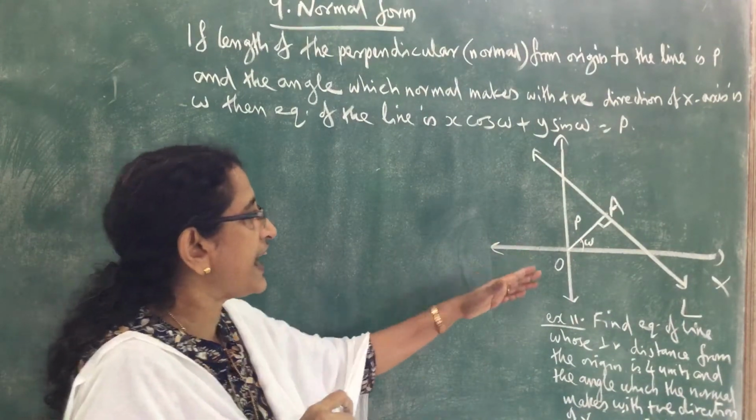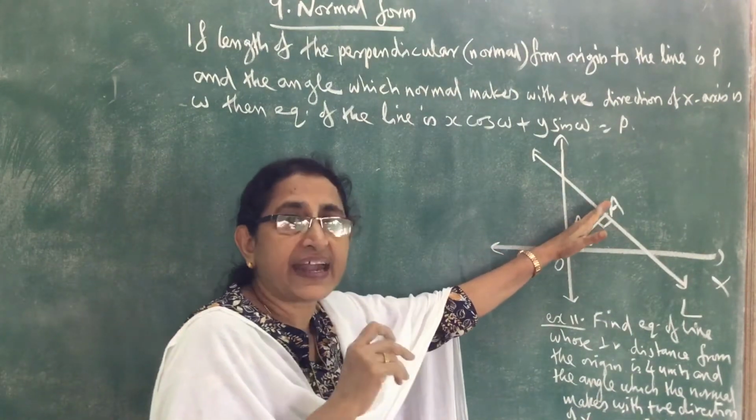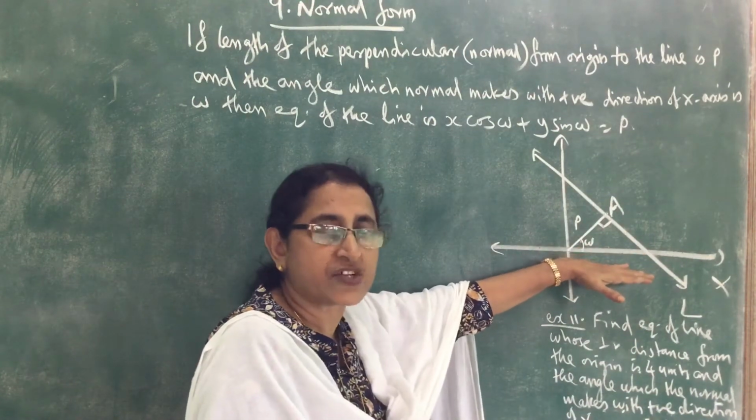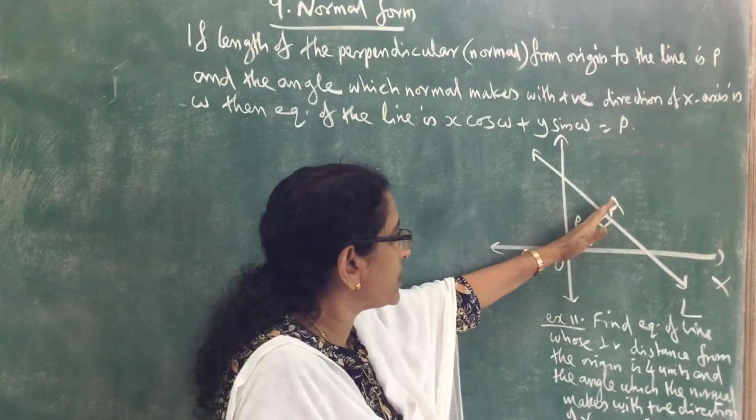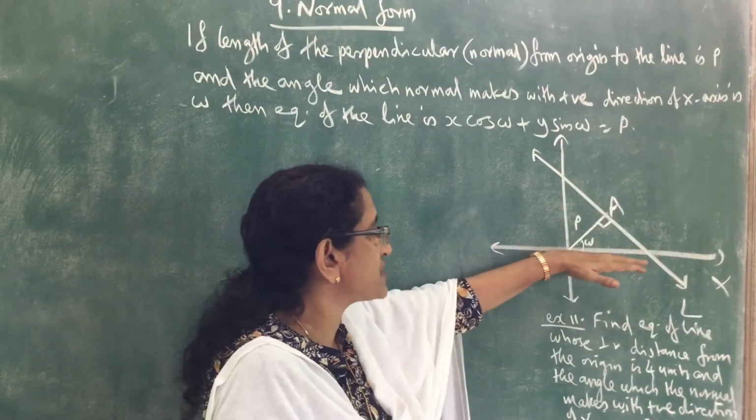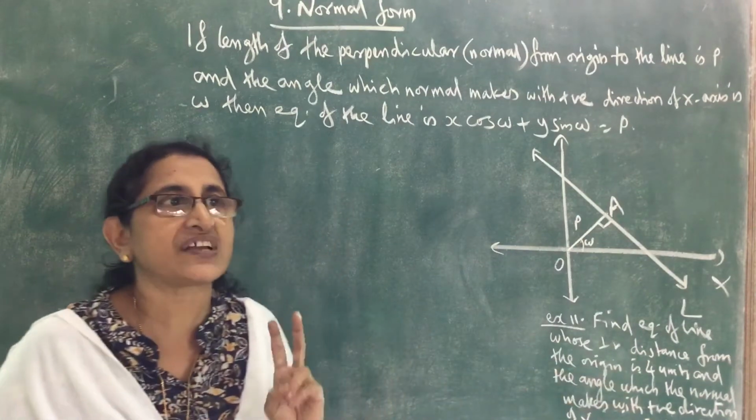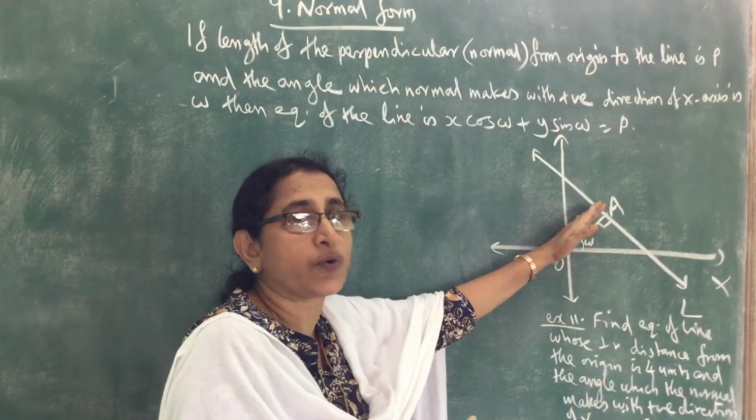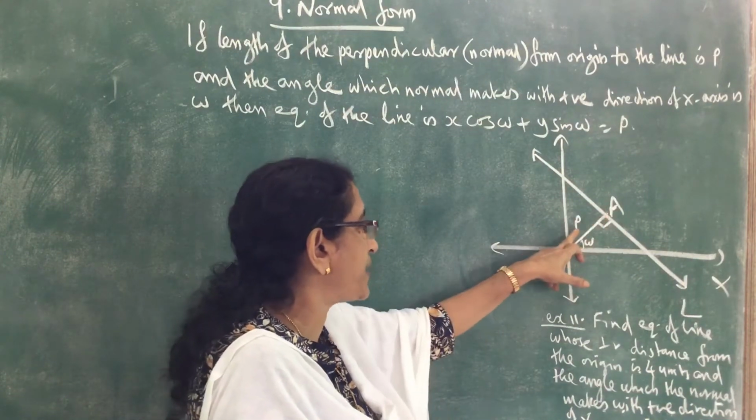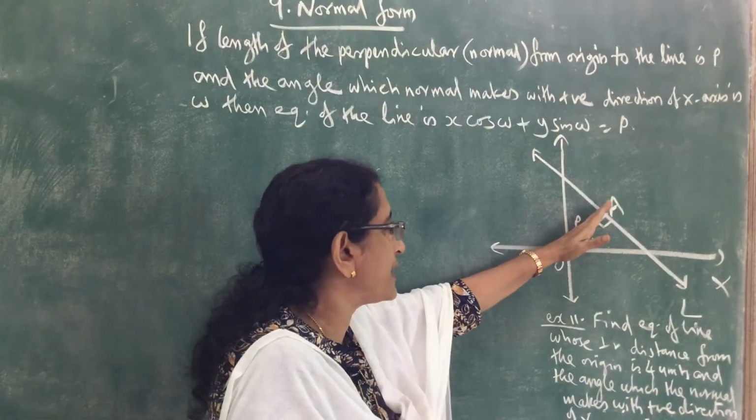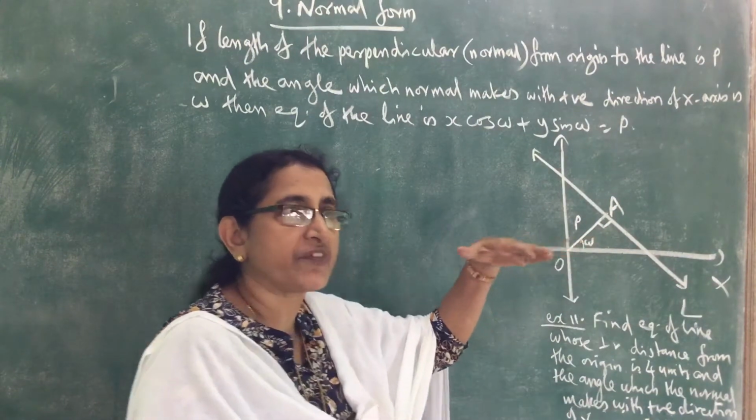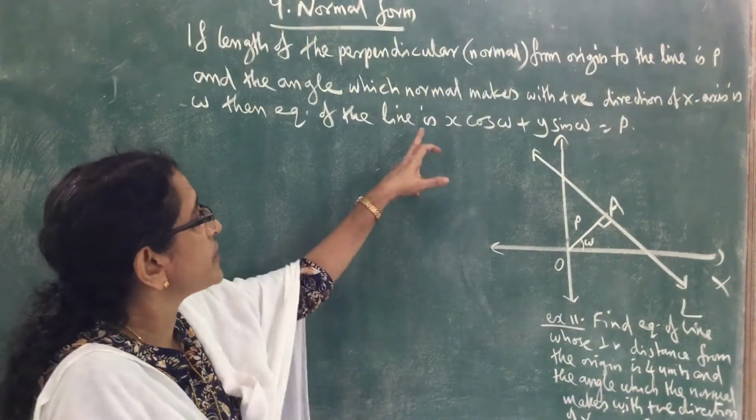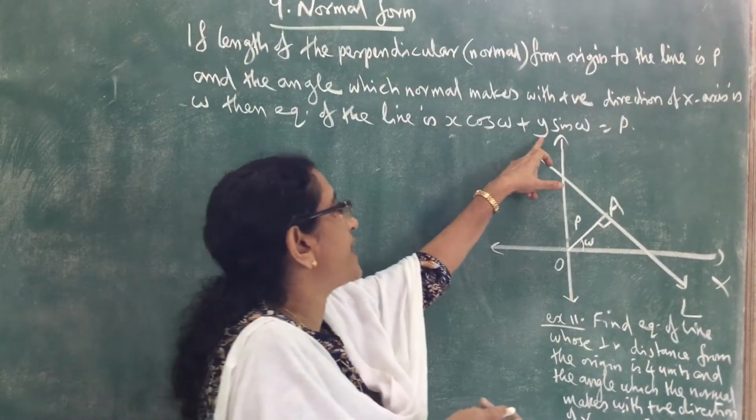And also given that this normal to the line makes angle omega with the positive direction of x-axis. This is positive direction of x-axis. These are the two things given. One is length of the perpendicular from the origin to the line, that is P, and the normal or perpendicular makes angle omega with the positive direction of x-axis. So P and omega are given. Then equation of the line is x cos omega plus y sin omega equal to P.